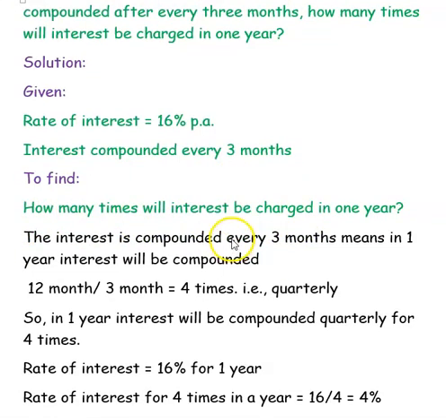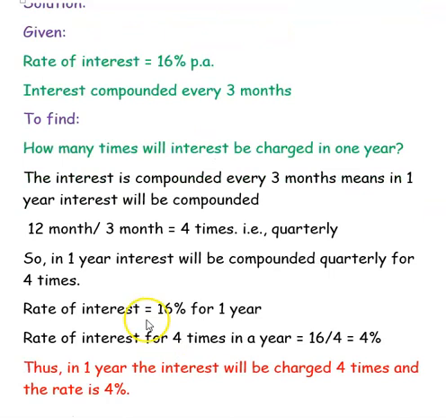So every 3 months you have to calculate. Interest is compounded every 3 months, meaning in 1 year, which has 12 months, we are calculating the interest every 3 months. So 12 months divided by 3 months, you will get 4 times, that is quarterly. So in 1 year, interest will be compounded quarterly 4 times. The rate of interest is 16% for 1 year, so it should be divided by 4 because you are doing it 4 times. So 16 divided by 4 will be 4%. The number of times the interest is charged will be 4 times in 1 year.